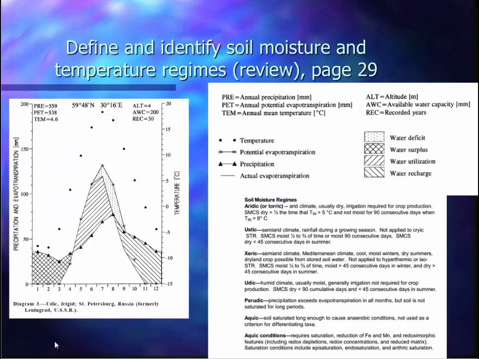The other way that you can really understand soil moisture regimes is to look at water balances. So along the x-axis here you have January through December, and then along this axis you have precipitation and evapotranspiration. This diagram is from St. Petersburg, Russia, and there's a water surplus in here. You can see this cross-hatching and the legend over here. There's a water surplus here. There is some water utilization here, a little bit of deficit, and then water recharge as you get into the later months. So this is probably, I'm guessing that this one is udic.